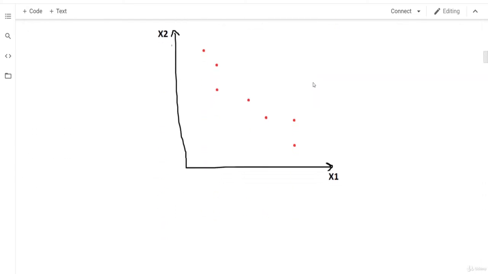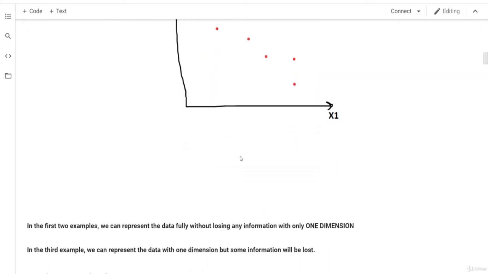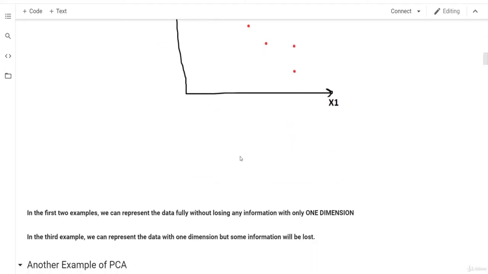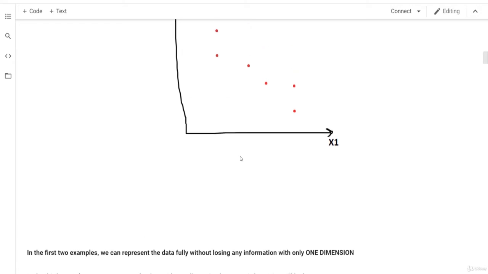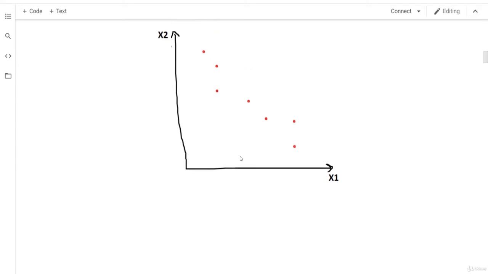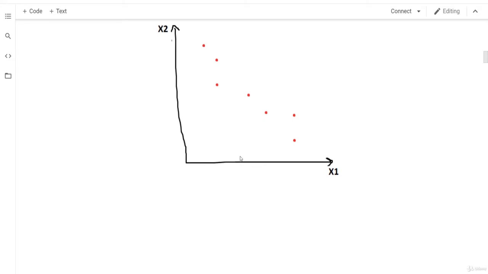Now, let's summarize this. In the first two examples, we can represent the data fully without losing any information with only one dimension. While in the third example, we can represent the data with one dimension, yes, but some information will be lost. So we don't really want to lose any information, but sometimes it's better to lose some information if we are decreasing the number of dimensions from, let's say, 100 to 2 or 3 features, right? And we are losing some information, but it's not that big of a deal, right?